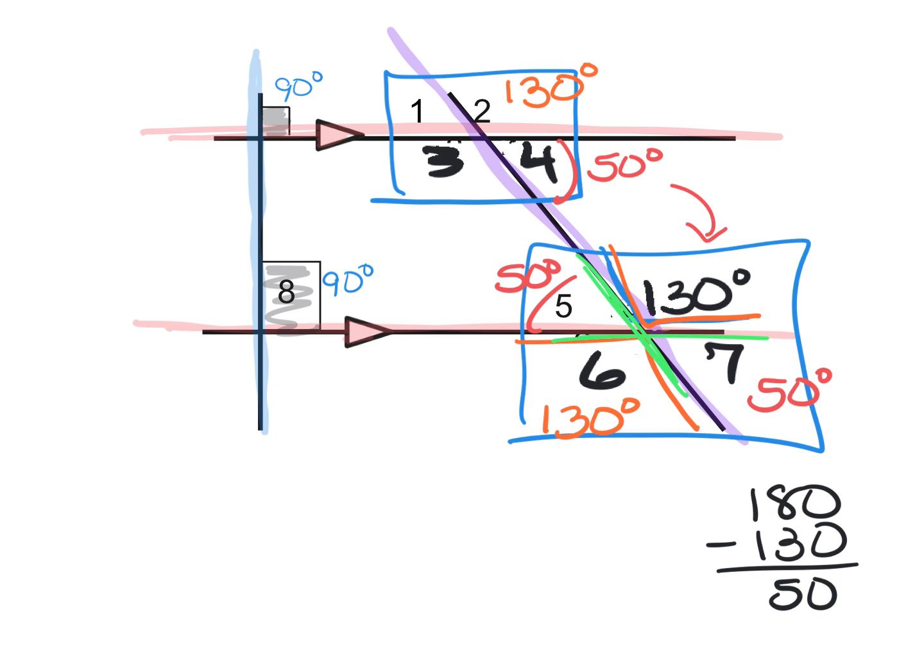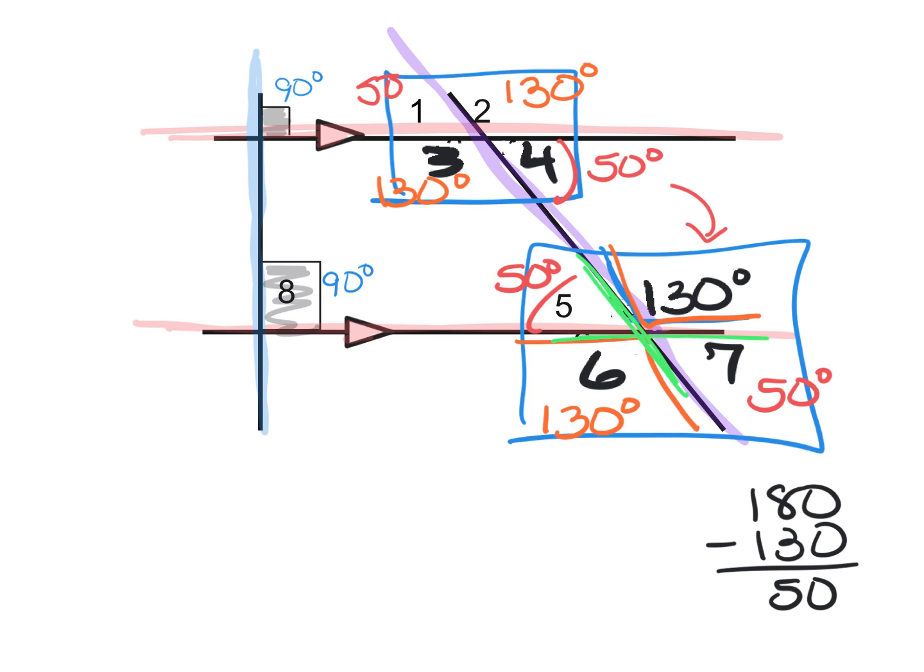But if I fill in the rest of these, 3 is vertical to 2, and 1 is vertical to 4. And notice in my picture, the only numbers I'm seeing here are 130 and 50. And again, that's what you're going to see when you have parallel lines cut by a single transversal: the same two numbers are going to be repeating throughout the picture.